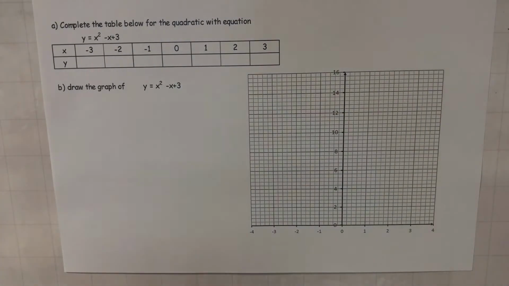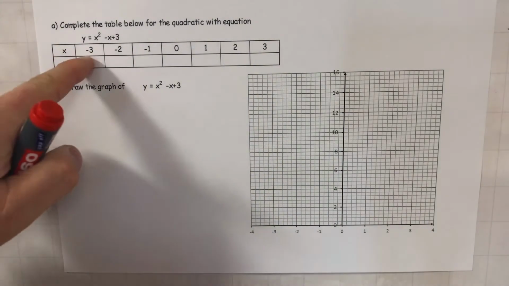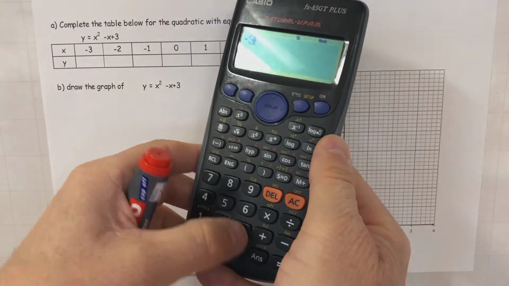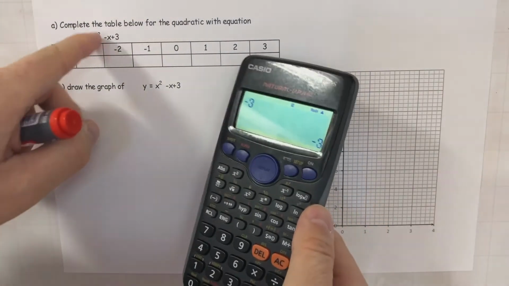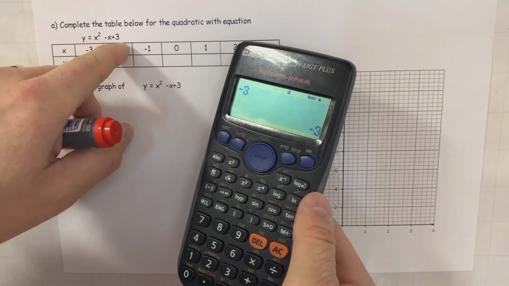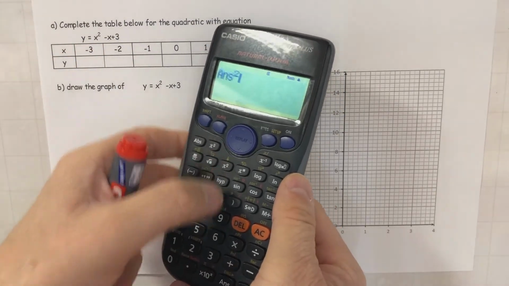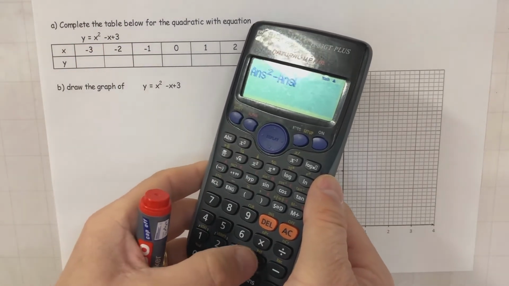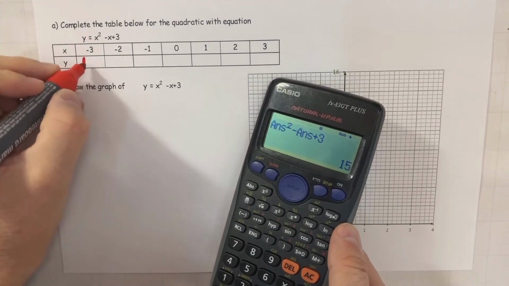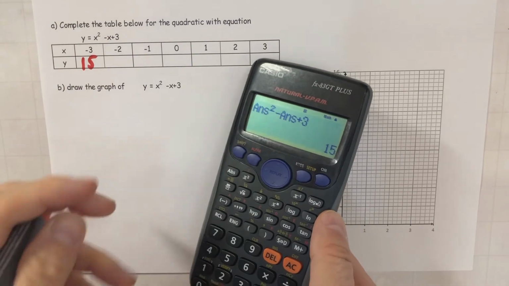I'll back that up with the second one. So again, I'm going to start with -3. So I type in minus button 3 and press equals. But this time, the equation is x squared take x plus 3. So answer squared take answer plus 3 equals first y coordinate 15.